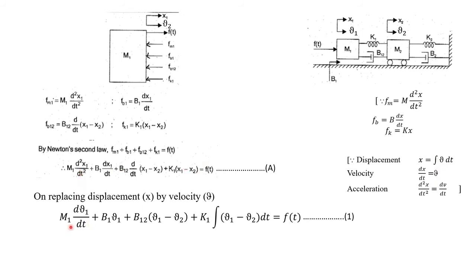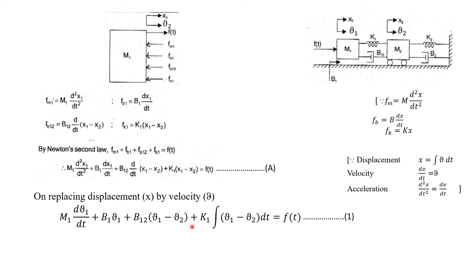So here m1 into d square x1 by dt square. d square x by dt square is dv by dt, so d square x1 by dt square is dv1 by dt. Then the second term is b1 into dx1 by dt. dx by dt is v, so we can write it as v1. The next element is b12 into d by dt of x1 minus x2. This can be written as dx1 by dt minus dx2 by dt. What is dx1 by dt? v1. What is dx2 by dt? That is v2, based on this formula.